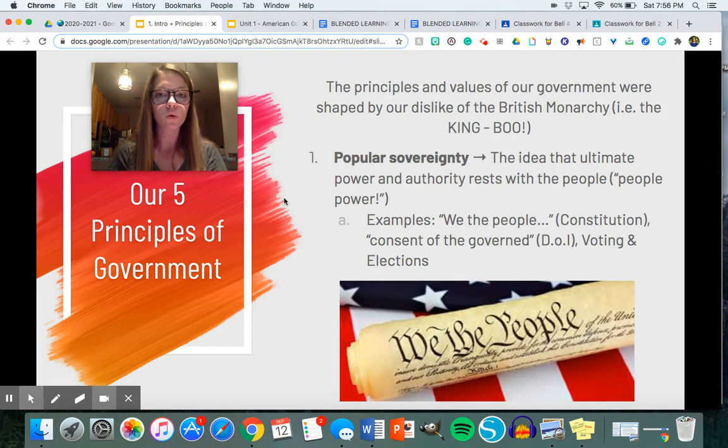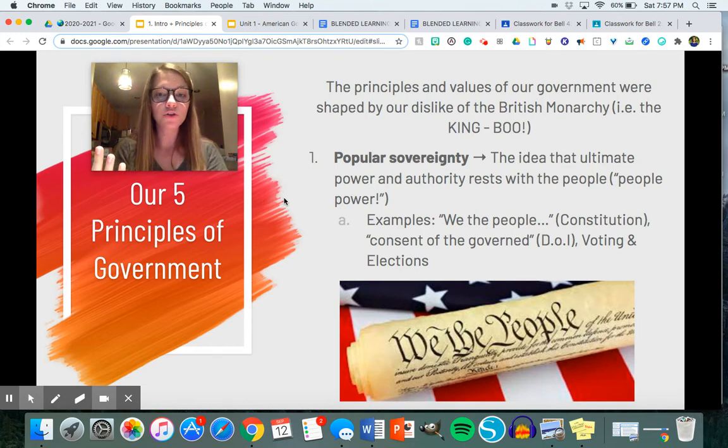So, examples that you will see often as examples of popular sovereignty. We the people from the United States Constitution. The Constitution, that's how it starts. We the people, right? We establish the government. We have that authority. In the Declaration of Independence, consent of the governed, right? The government has to do things based on the consent of the people, the permission of the people.